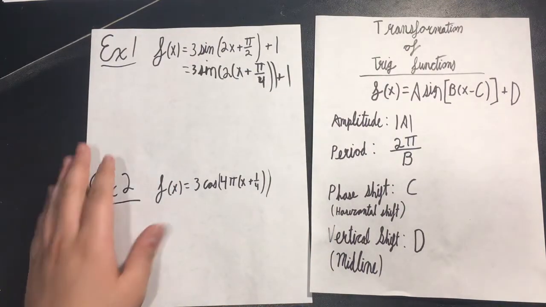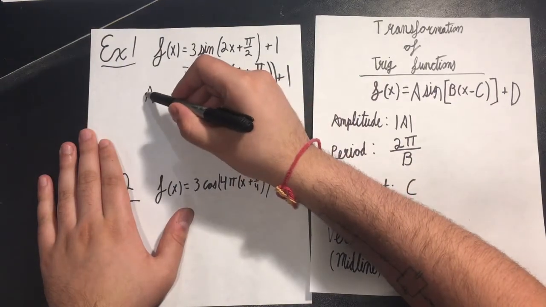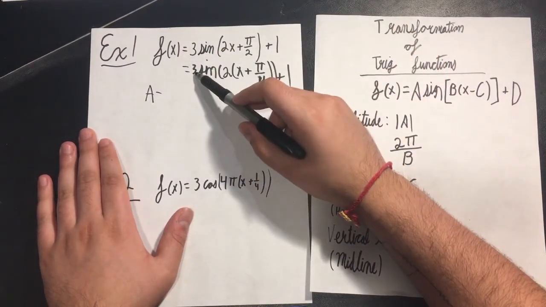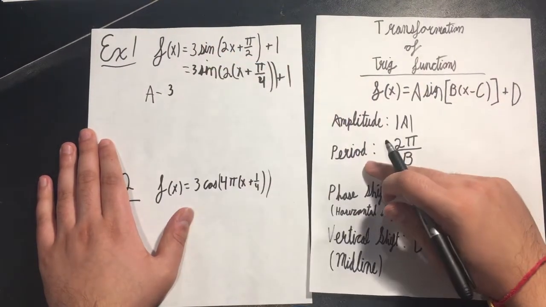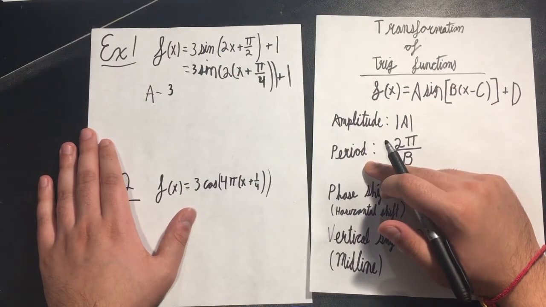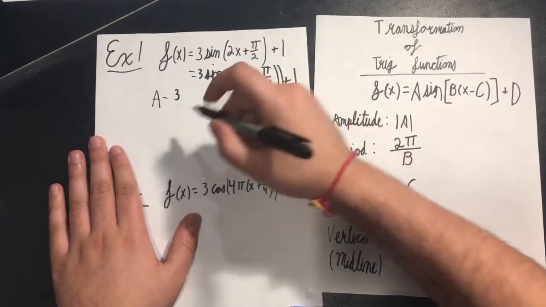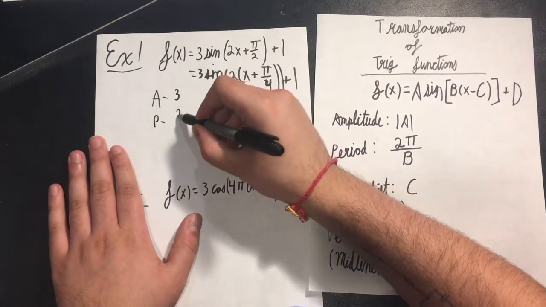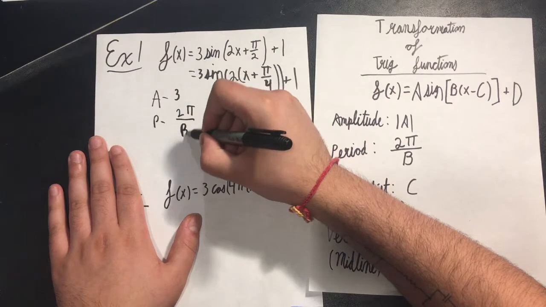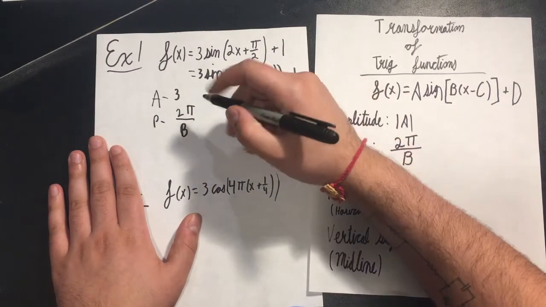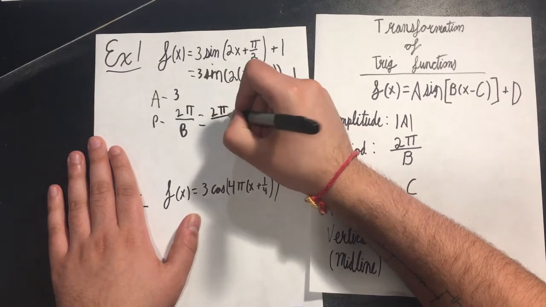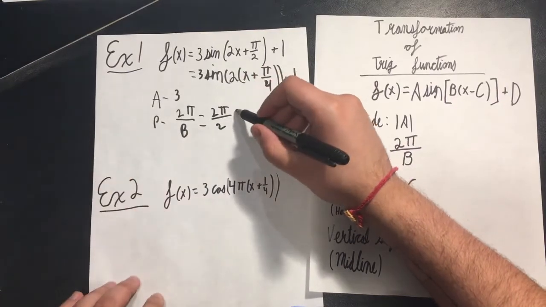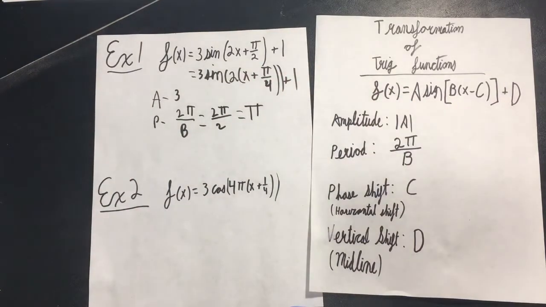Now that I have all these components, all right, what is my amplitude? My amplitude is the absolute value of whatever that number is, which happens to be 3. My period looks like it's based off 2. So period is going to be 2 pi over the b component, which is this. This isn't the period, it's what helps you find it, which is going to be equal to 2 pi over 2, which is just equal to pi. So that's my period. That's how long it takes for this function to complete a full cycle.